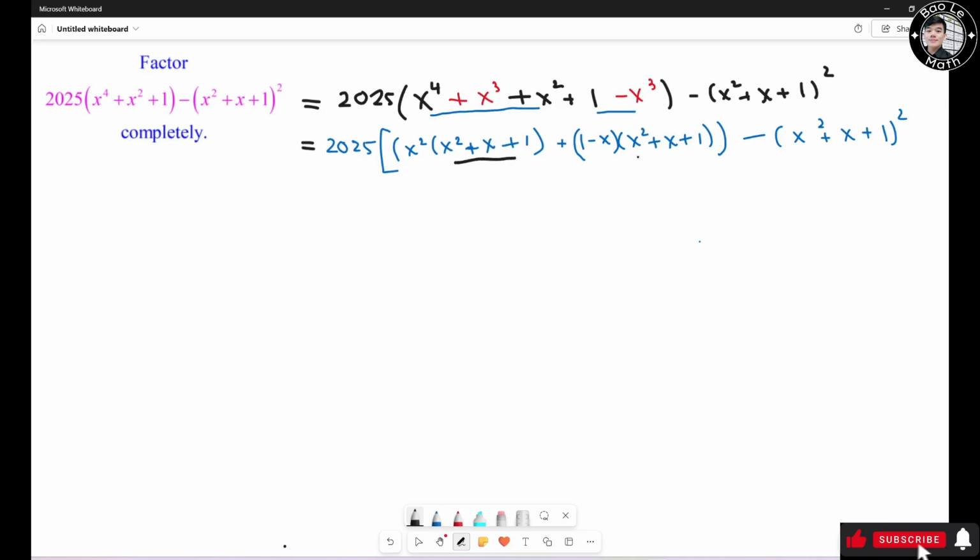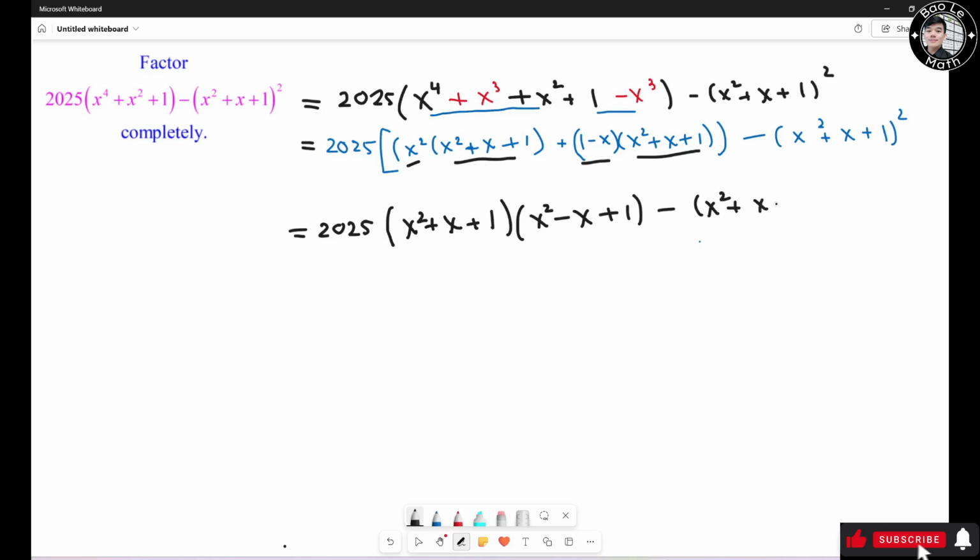Now this guy and this guy have the same common factor s squared plus s plus 1, so I just factor this one out, right? So I just rewrite 25, and then I have s squared plus s plus 1 times this one right here. I have s squared left, right? So I have s squared. This one I have 1 minus s left, right? So I just write negative s plus 1, right? Minus s squared plus s plus 1 all together squared, right?